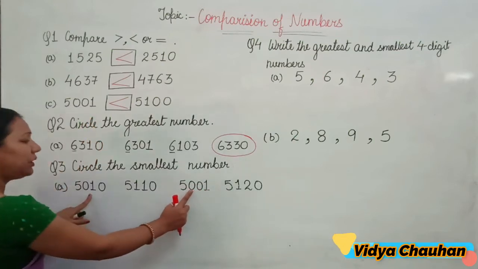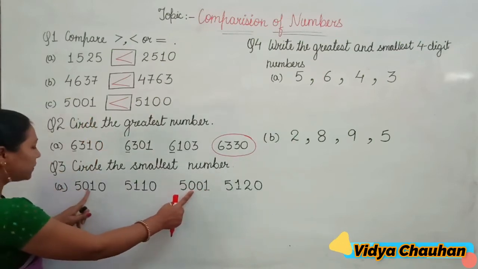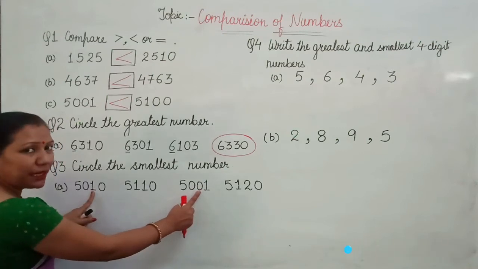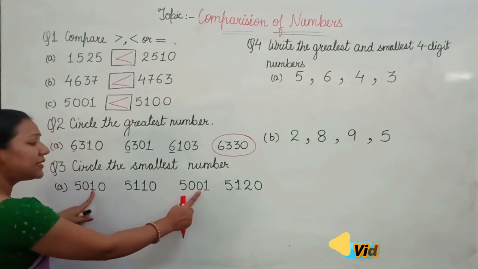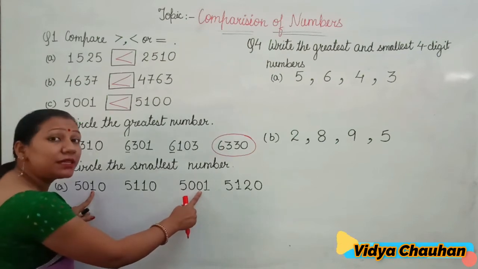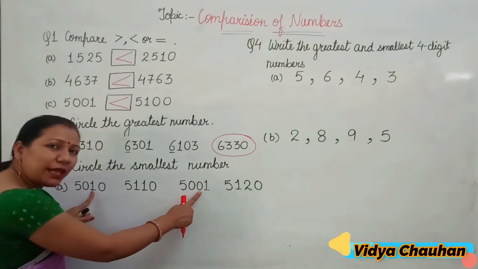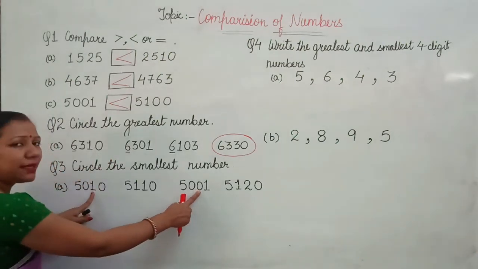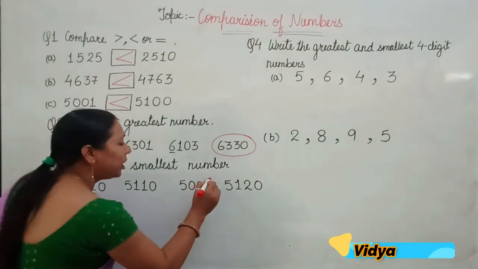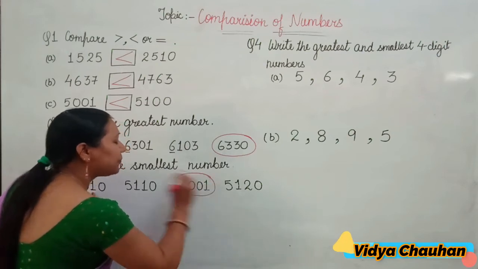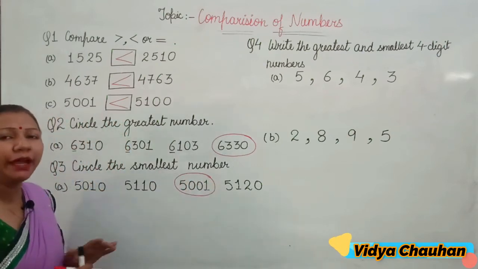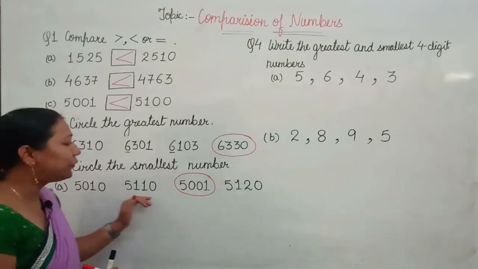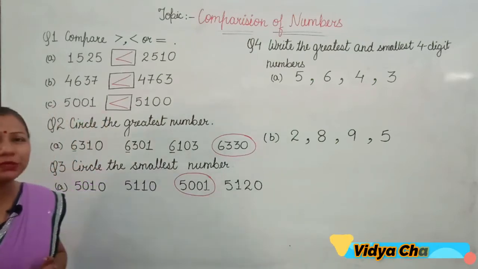Now you have to compare between these two, 5010 and 5001. Comparing the next digit at tens place. At tens place here it is 1 and in this number it is 0. Which value is less? Yes, 0 is less than the digit 1. So hence we come to a conclusion that 5001 is the smallest number among the four given values.